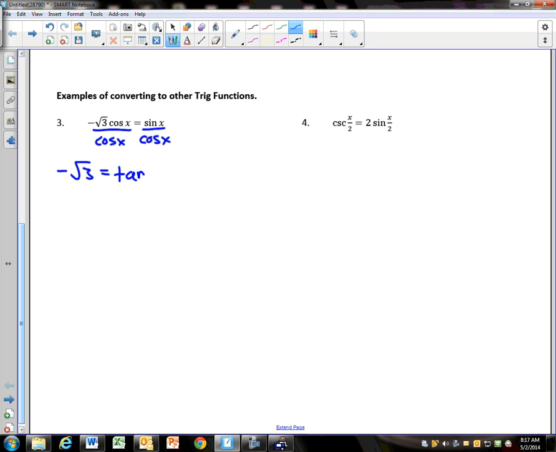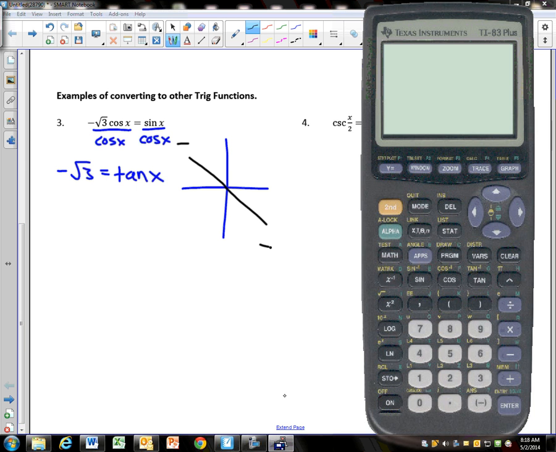Tangent. So we've rewritten the equation to be negative root of 3 is equal to tangent of x. Well, we can solve that, can't we? Yeah, that's no big deal. We just draw our quadrants now. Which quadrant says tangent negative? Second and fourth. Take out my calculator. Tangent inverse of the root of 3. And I get 60 degrees.